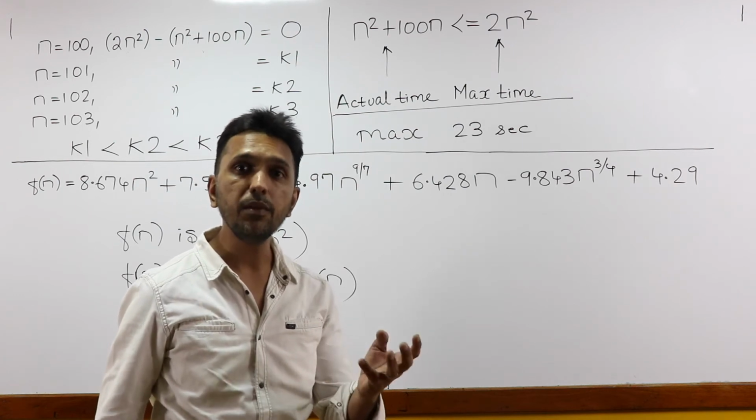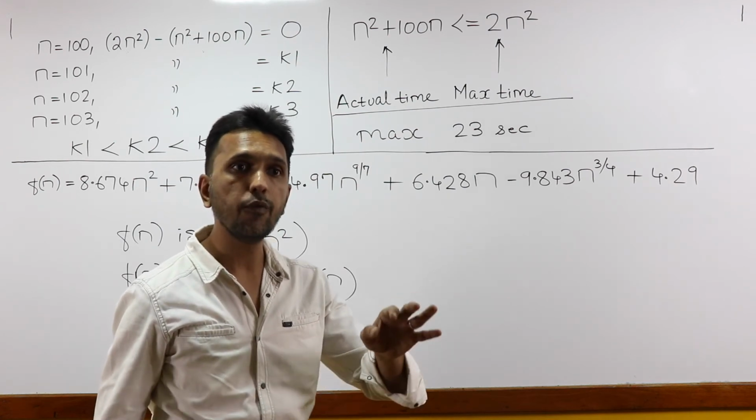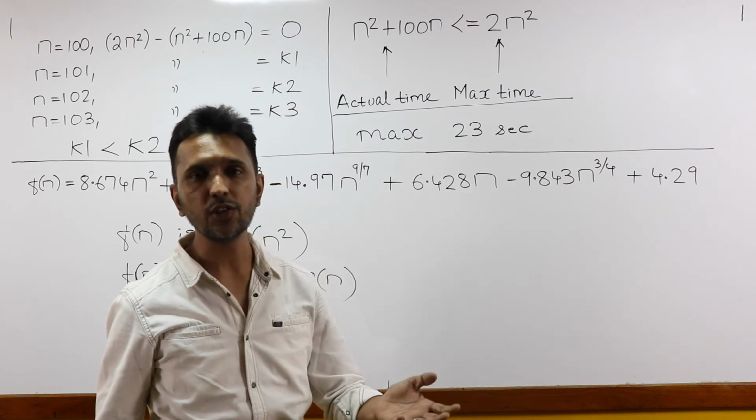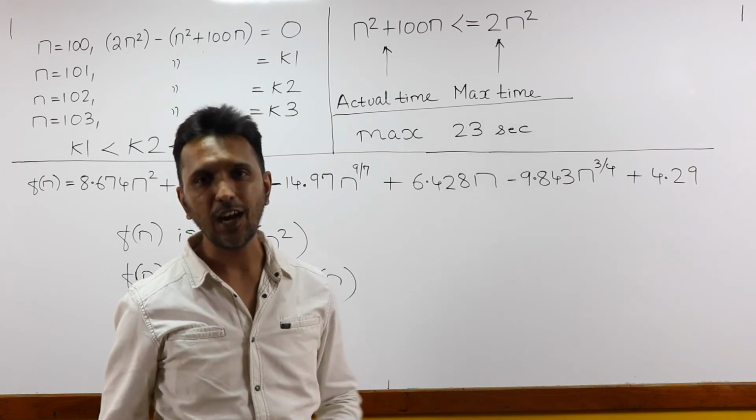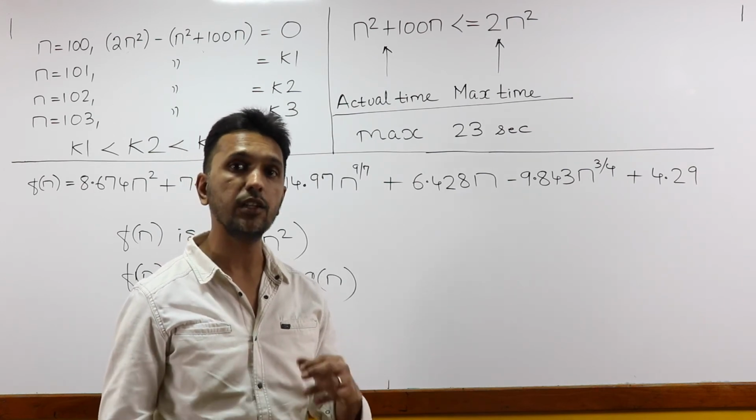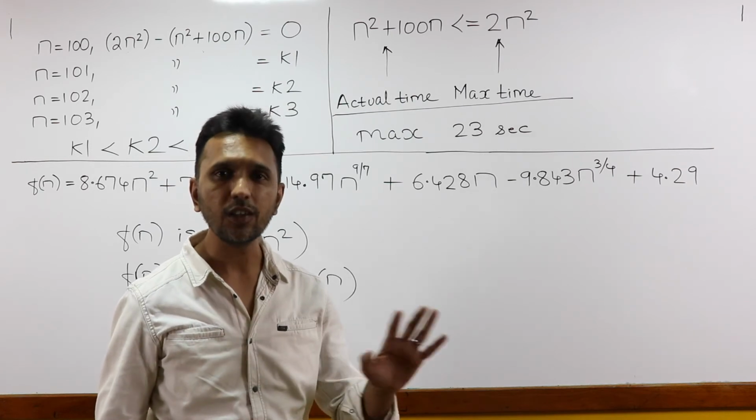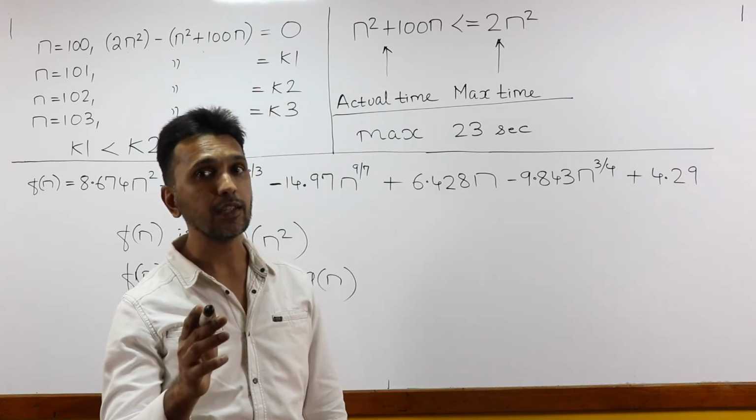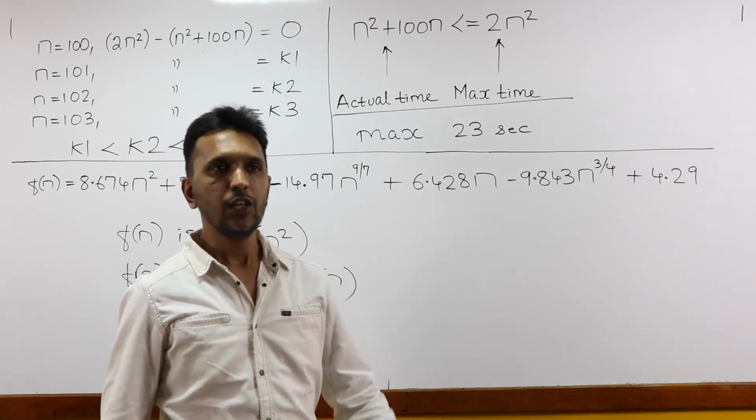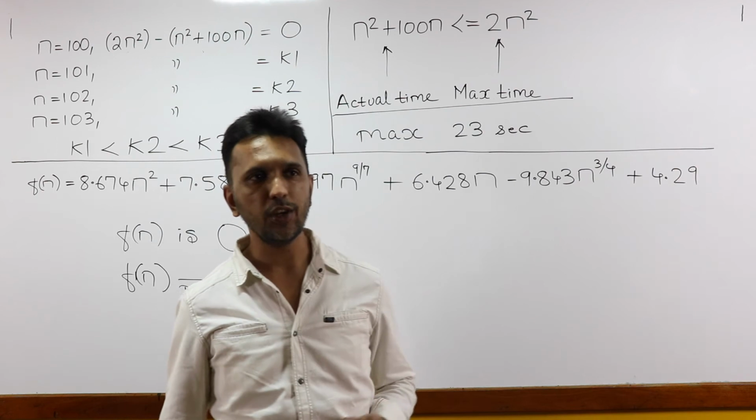Now, if the enemy missile gets destroyed before 23 seconds, before it falls on us, it is a good sign. So please understand one thing, that whenever a software is designed, it is designed considering the maximum time and not the actual time. And this maximum time is given by the big O notation. So that was the answer of big O notation.